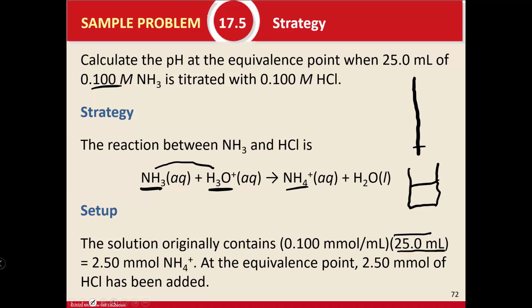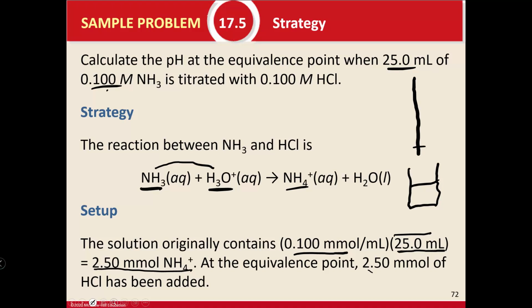But what you know is initially you have 25 milliliters of 0.1 molar. So if I multiply those, I get 0.1 millimole per milliliter times 25 milliliters. All right? So if I multiply this times this, I get 2.5 millimoles of ammonium ion when the titration's done. Yeah, let's work that out just to make sure.